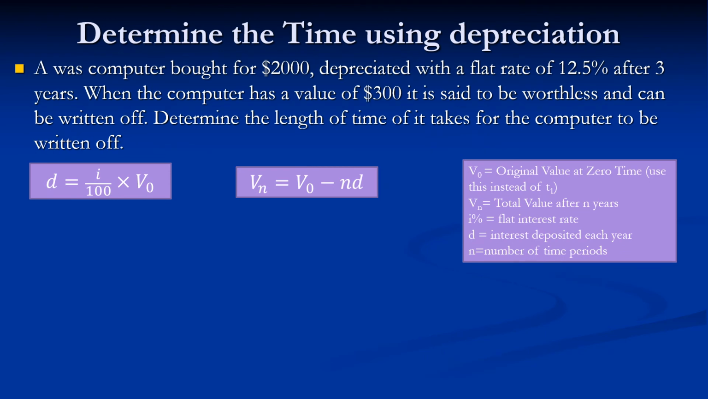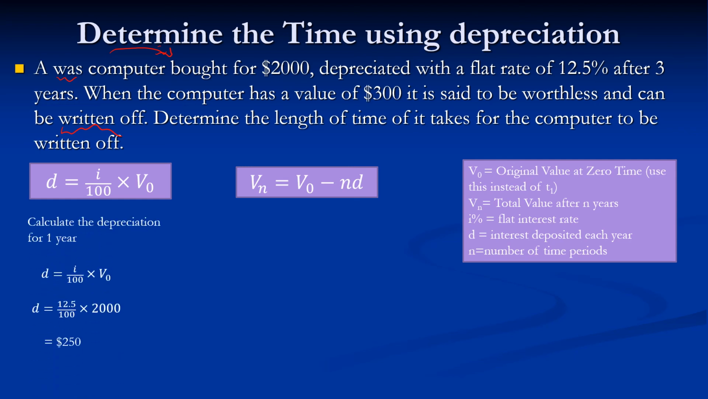Now, another important business concept is that idea of when an item has declined so much in value, it's said to be worthless. So you write that off, and you can claim that all as a deduction. So a computer was bought for $2,000, depreciated with a flat rate of 12.5% after 3 years. When the computer has a value of $300, it's said to be worthless and can be written off. So determine the length of time it takes for the computer to be written off.